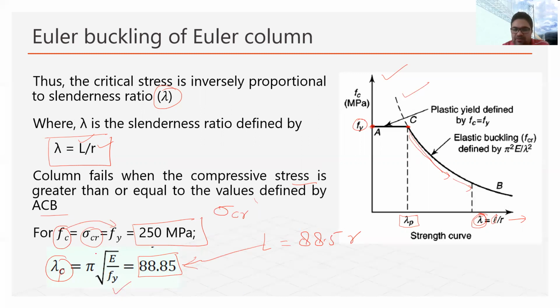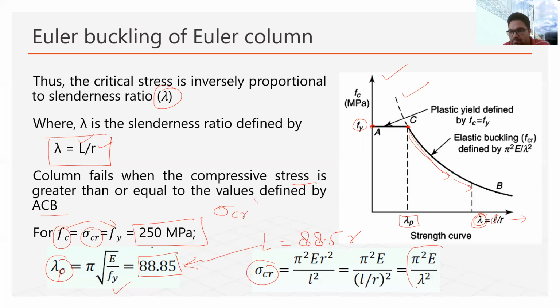Now how did this formula come? You can see here, sigma CR is equal to pi square E upon lambda square. From this relation, the expression is rearranged like this. By putting the value of E, which we already know as 2 into 10 raised to power 5, and the value of Fy as 250, the critical slenderness ratio can be given as 88.85. It was actually 85. This is how we arrived at this value.